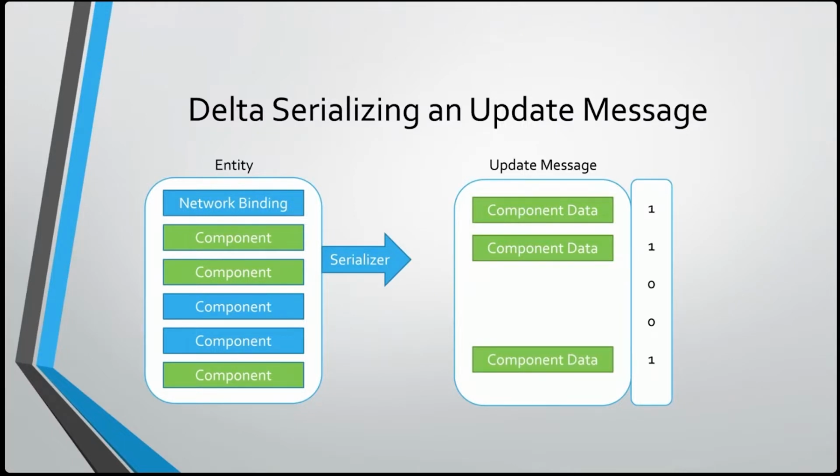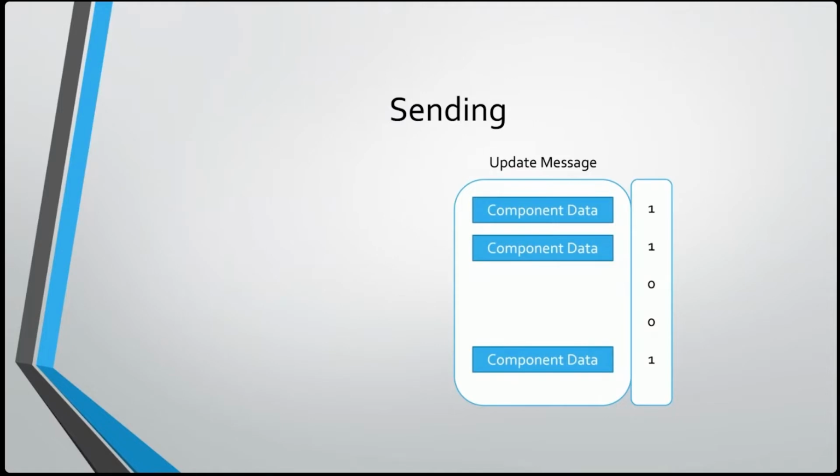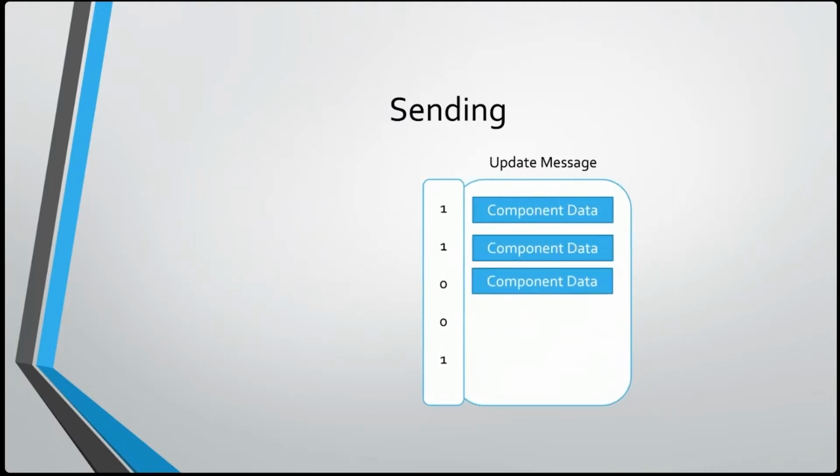In reality, when you send this across, there's not going to be any empty space in the payload. It's going to be nicely compacted. You're going to have 3 components, and you have bits coming out on the other side as well. Sometimes these are called dirty bits, indicating which data to apply.